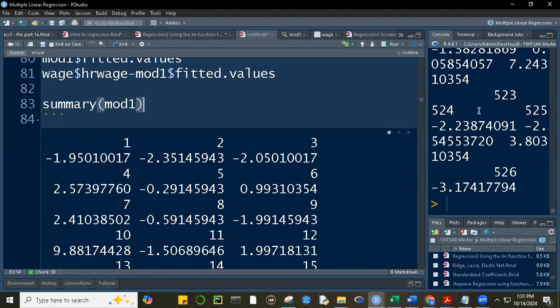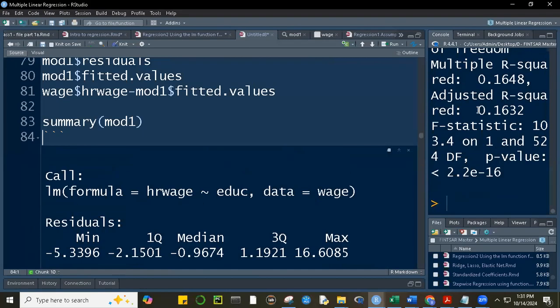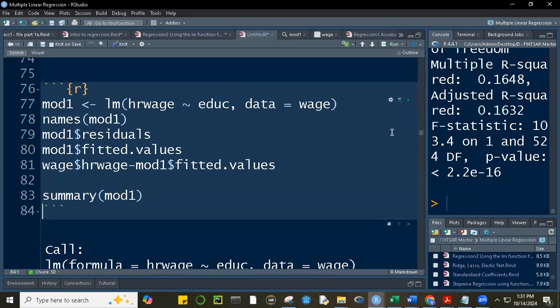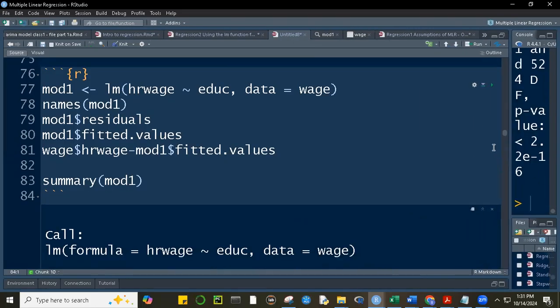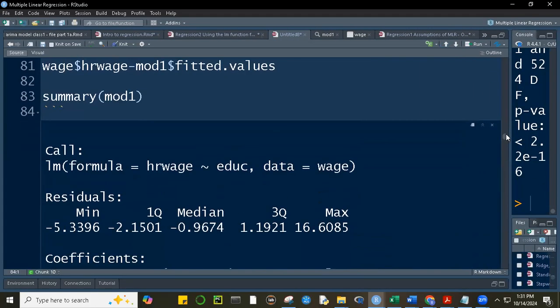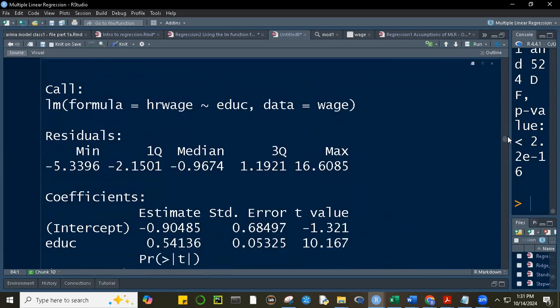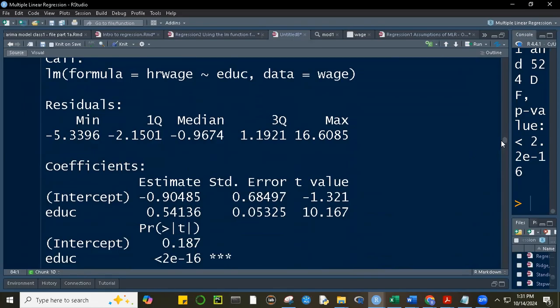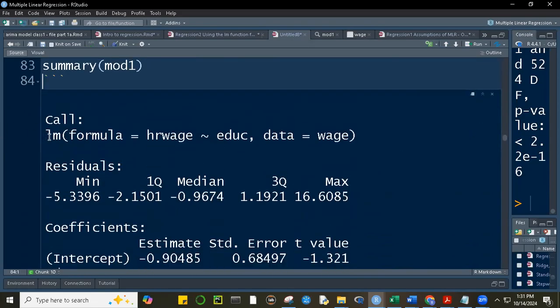So, summary, class, summary model 1, tingnan natin. Control enter. Okay, so this is now the result. So first we have call. The call here is the formula that we used. LM stands for linear model, hourly wage regressed on education, data is equal to wage. Ito yung formula natin. So this is just a simple linear regression. Isa lang yung predictor natin, education lang.